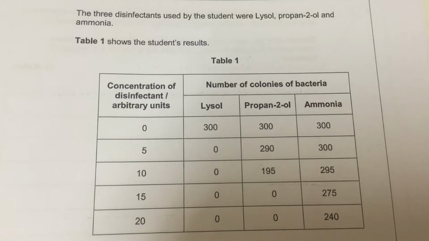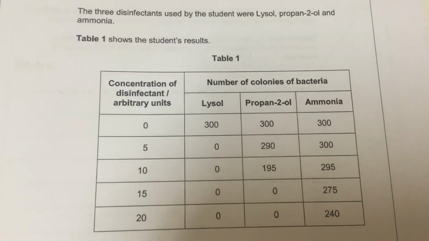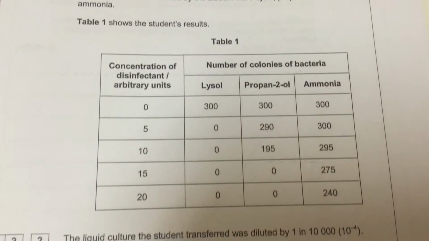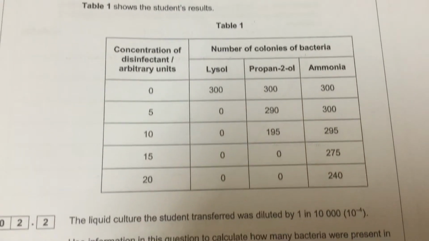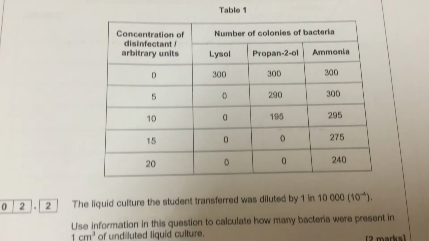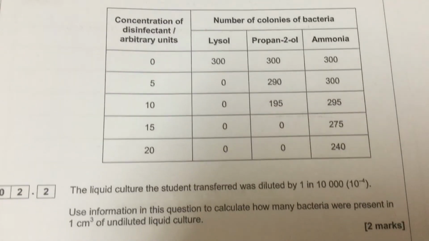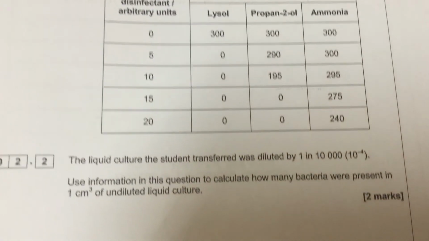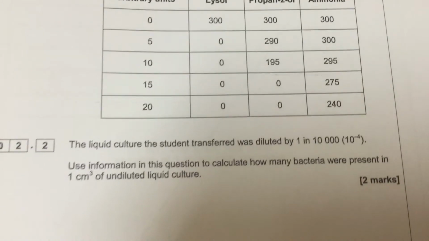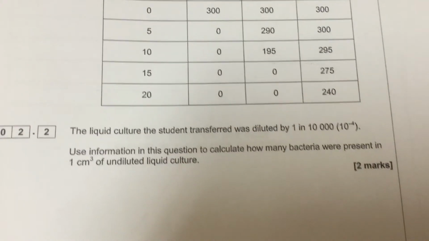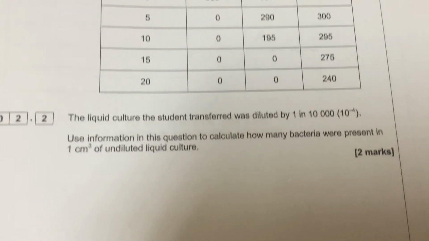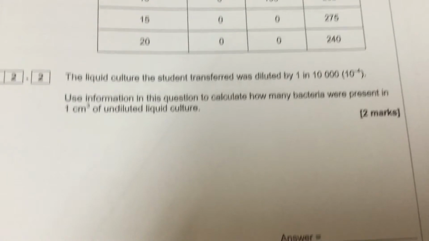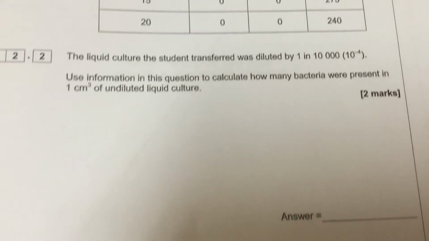For the next question, only 15.6% of students managed to get both marks for this question, which is crazy. It says the 3 disinfectants used by the student were Lysol, propan-2-ol and ammonia. And there we have the table with the information in it. So basically, they put in 300 colonies of bacteria at the beginning, and then they increased the concentration on different agar plates, and after a concentration of 20 arbitrary units, they could see that it was 0, 0 and 240.